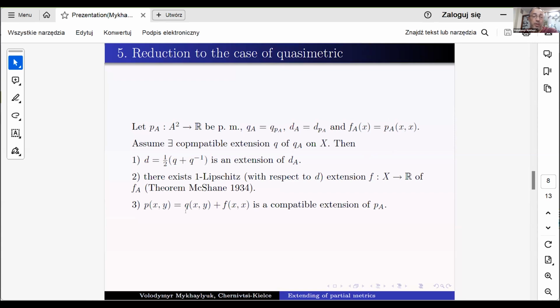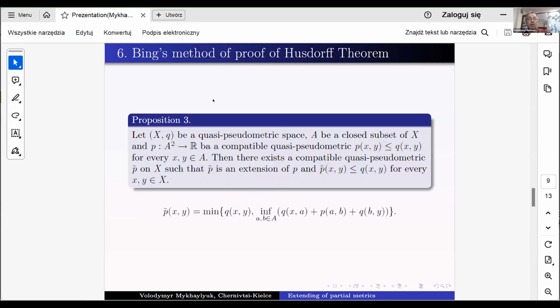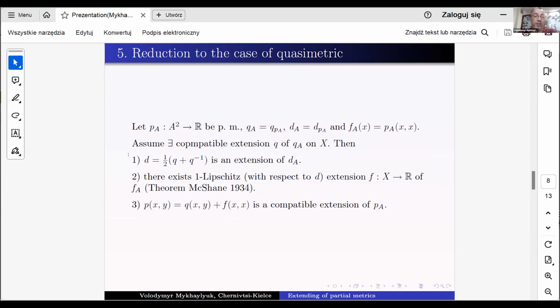Then we consider the function p, which is a compatible extension of PA. Notice that this condition is a necessary condition for extending a partial metric, because we need the compatible partial metric extension, and this means that the corresponding quasi-metric is compatible too, because the topology of a partial metric is generated by the corresponding quasi-metric. And this means that we need to investigate only this question: the existence of a compatible extension of the corresponding quasi-metric.